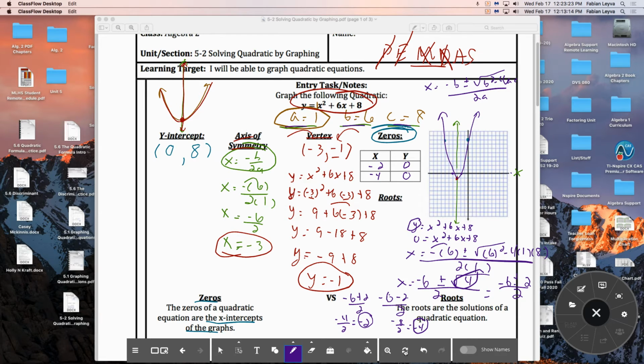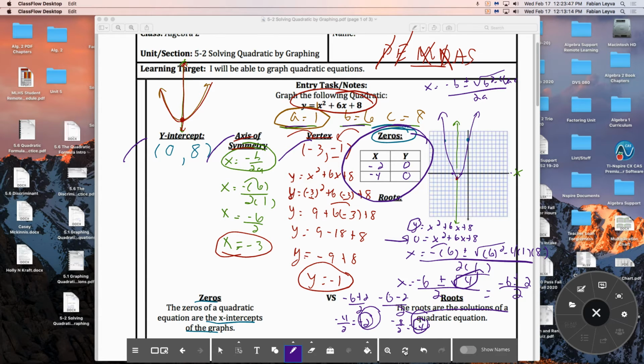So, review. This is the difference between zeros and roots. The good thing is that roots are literally just solutions to quadratic equations. When I set it equal to 0, I technically have a quadratic equation. The solutions are called roots. When you graph them, those are called zeros.